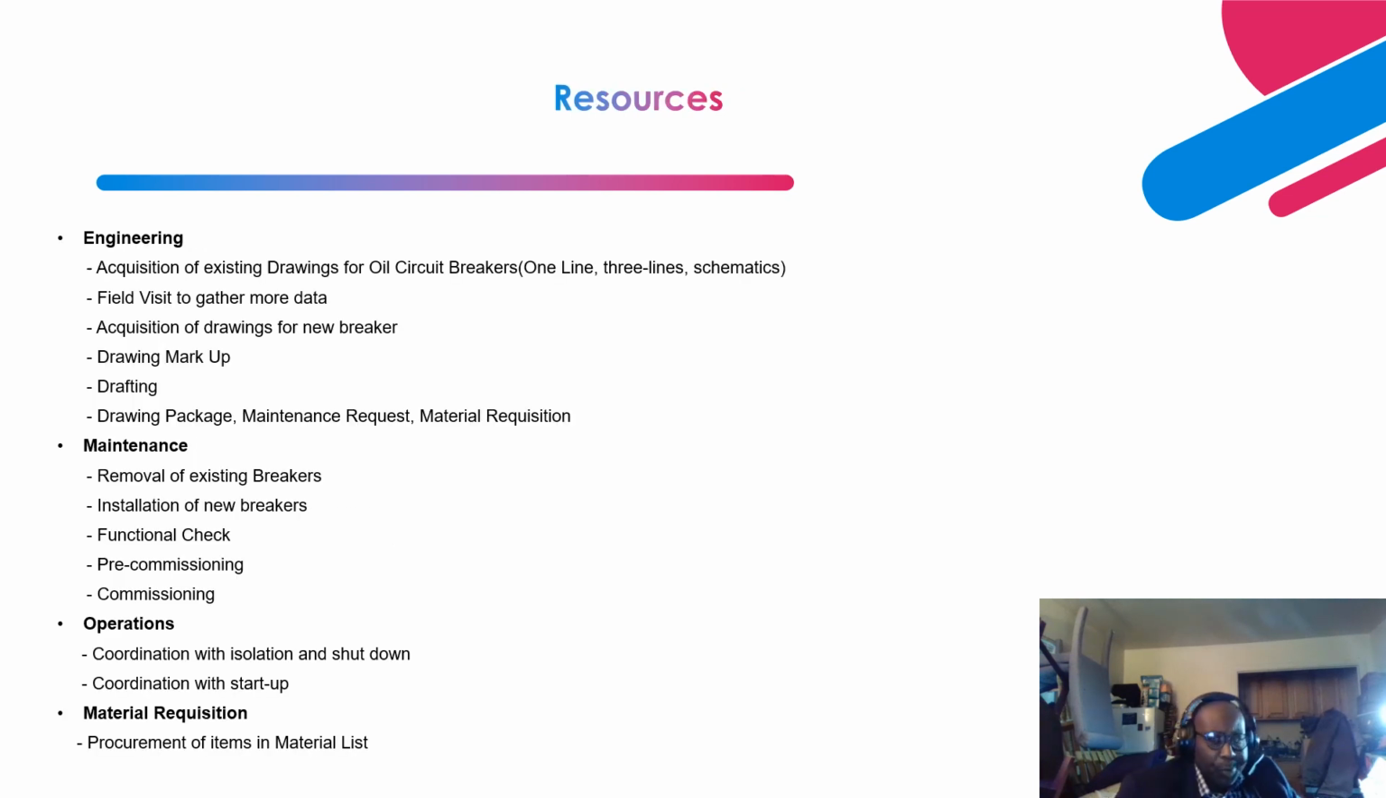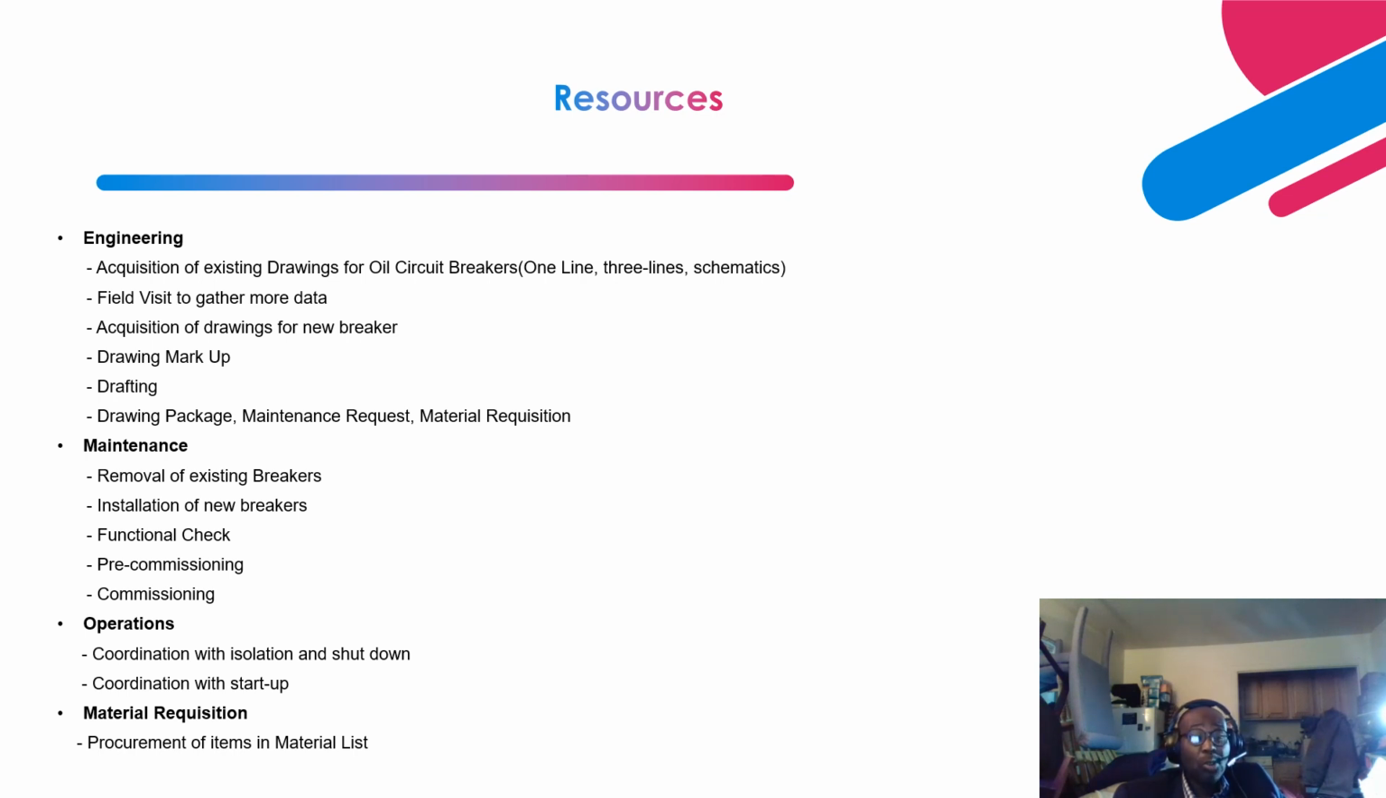Now let's talk about the resources that you need to fully implement your strategy. Very important, with regards to engineering, you should have a repository of engineering drawings. So you want to obtain the existing drawings for the oil circuit breakers. That includes one line, straight line schematics, and wiring, because that is what your drafter is going to use for your markup.